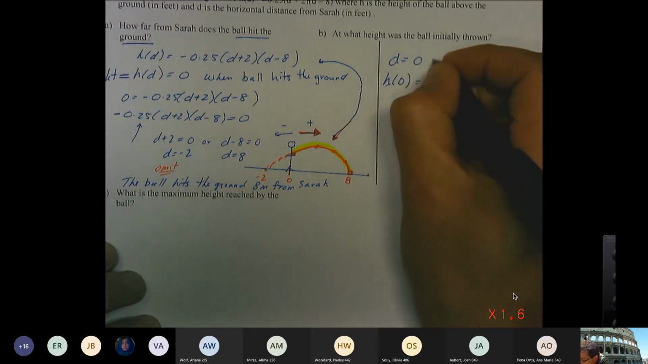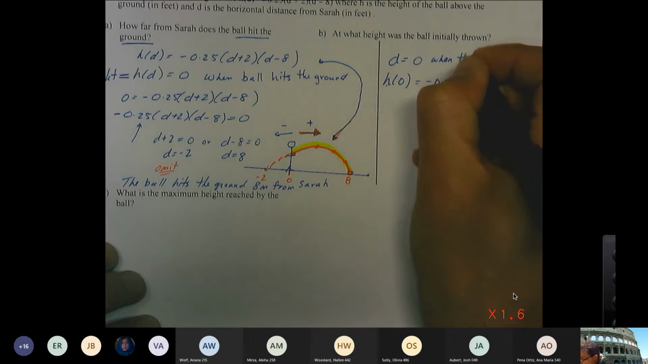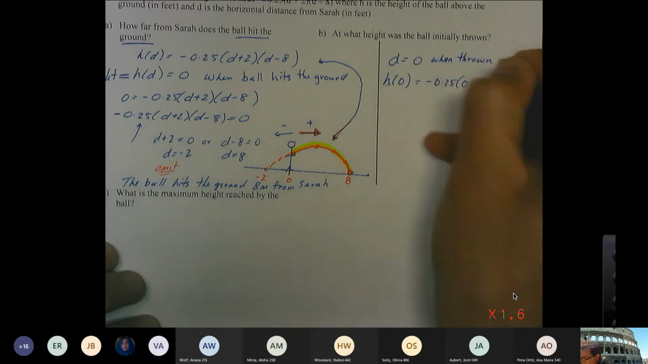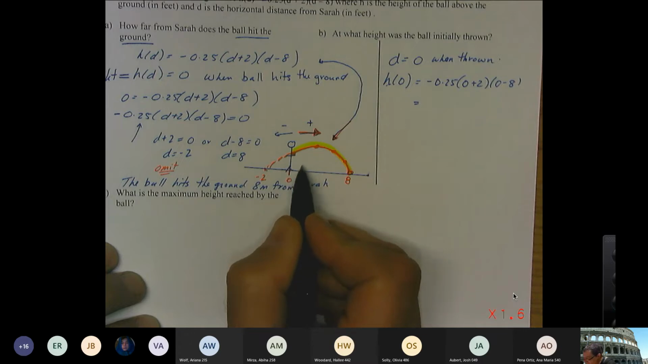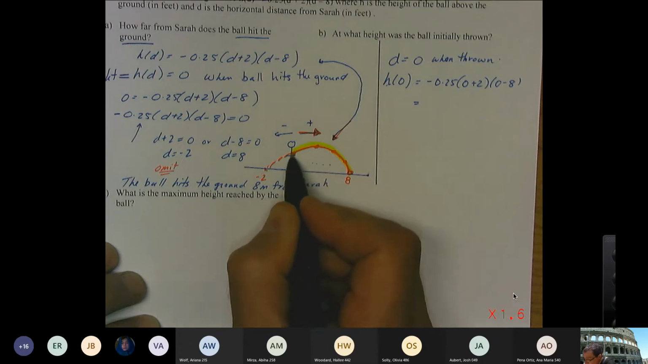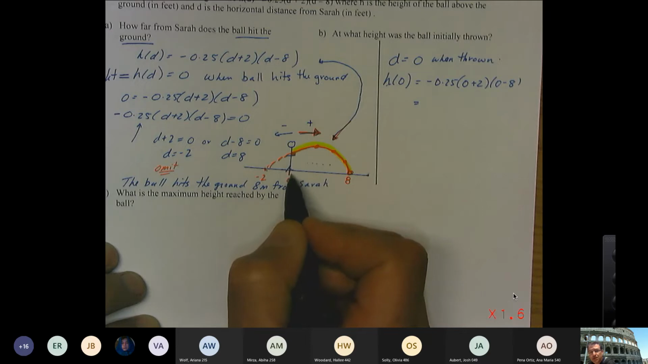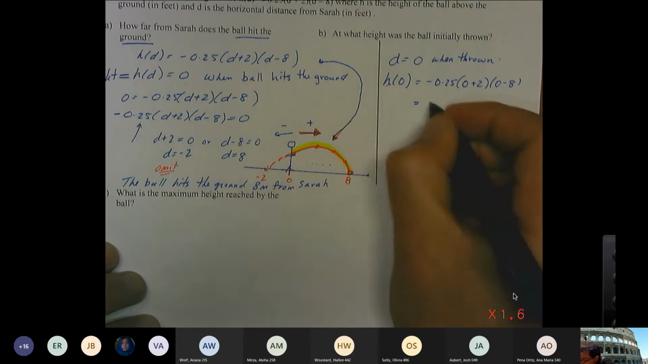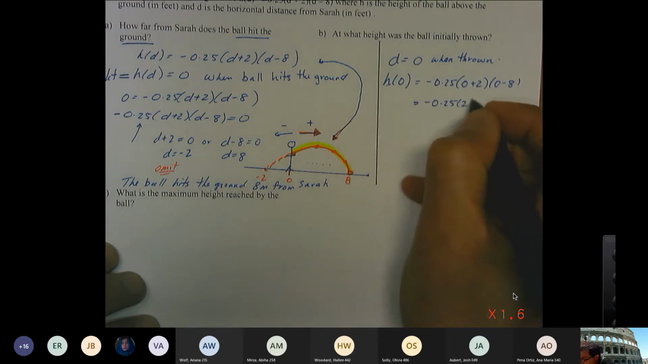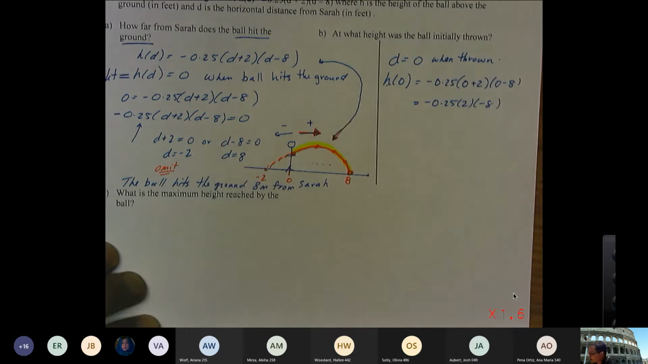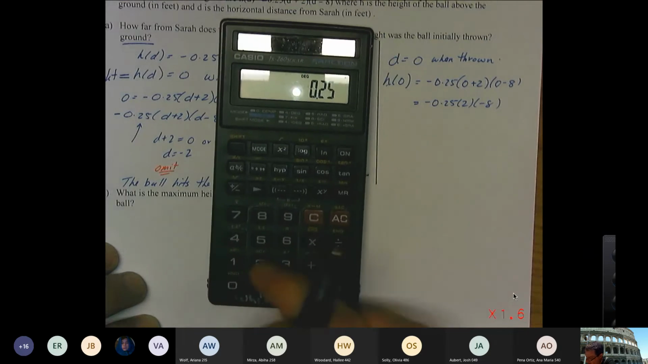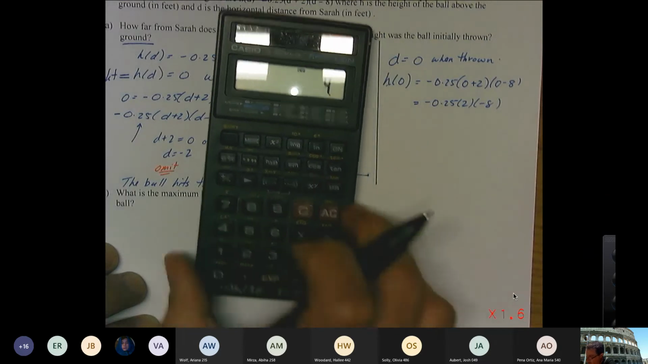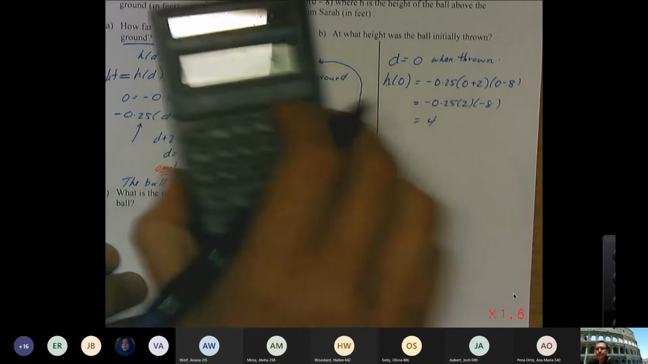So d equals 0 when thrown. Because think about it, the distance from Sarah to the ball is 0. As soon as she throws it, that distance starts adding up. But before she lets go of it, the distance the ball is from her is 0. So this is going to be negative 0.25 times 2 times negative 8. I'm going to have to use a calculator because I'm not very good at doing that in my head. So 0.25 times 2 times 8, and I get 4.